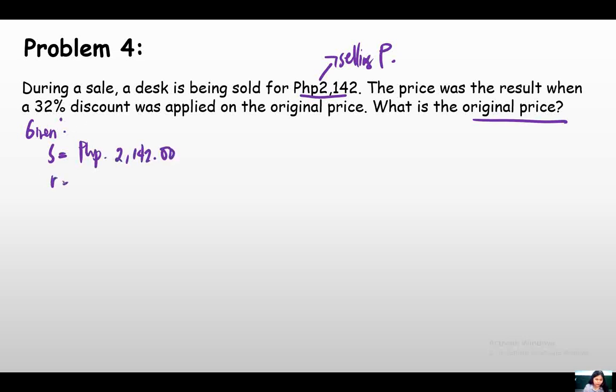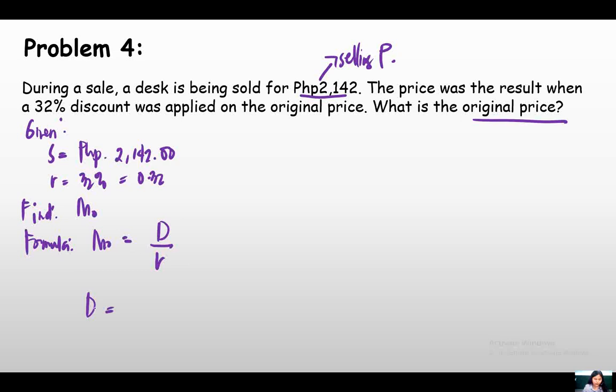Next, what are the givens? We have the rate, which is 32%, also equal to 0.32. And we are asked to find the original price, which is M sub O. And our formula for M sub O is discount over rate. Okay? So there is no given discount in the given problem. So we need to find the discount first.